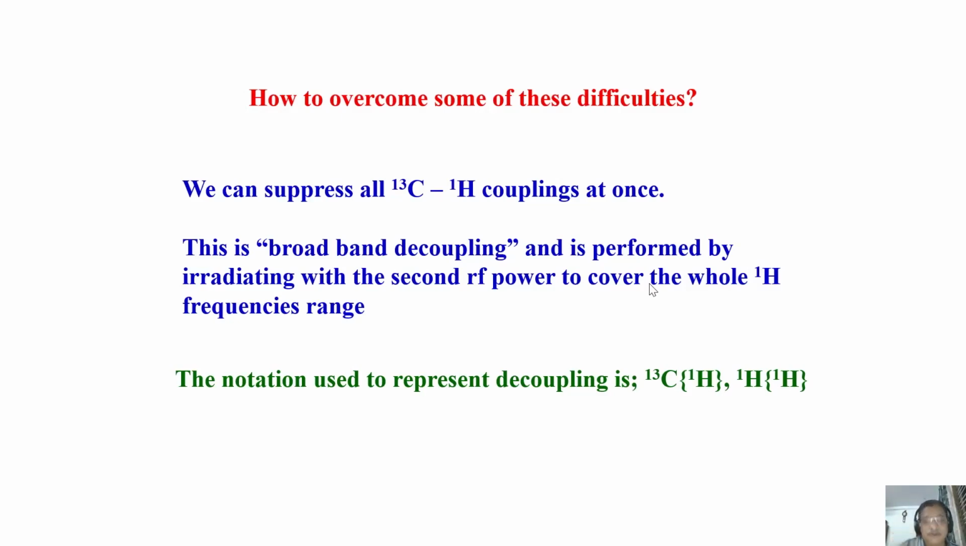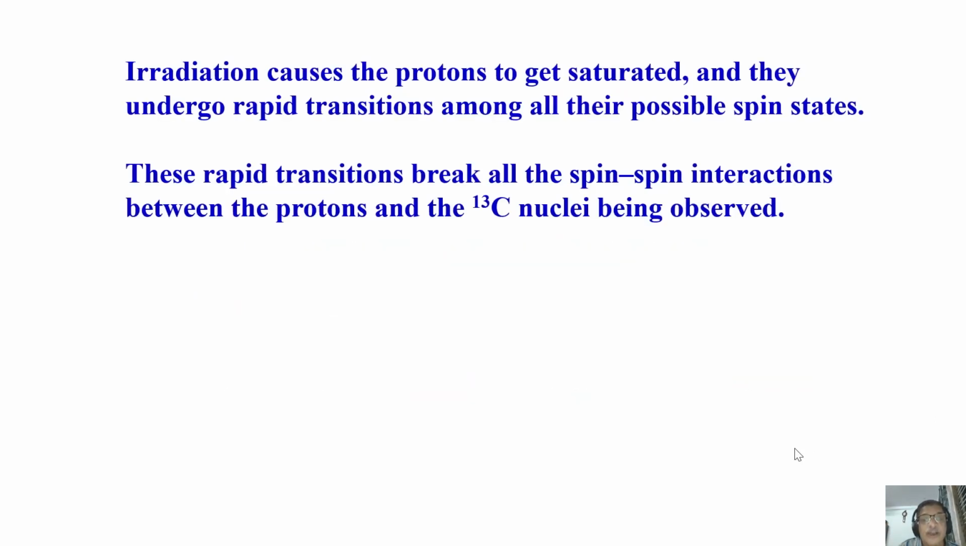Then what happens is, at a given instant of time, all at a time, you are breaking the coupling between protons and all carbons. And this is called heteronuclear decoupling. Conceptually it is like this. Irradiation causes the proton to get saturated. What is the meaning of saturated? I told you the spin population becomes equal between the two energy states. The proton spin populations become equal. In other words, they undergo rapid transitions among all the possible spin states.